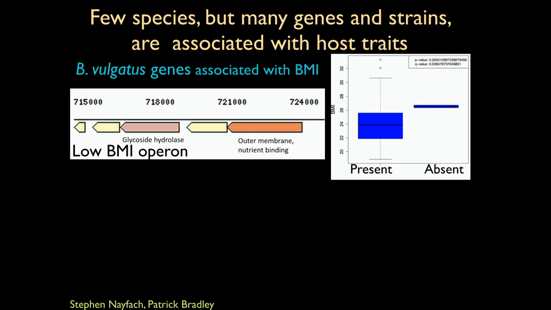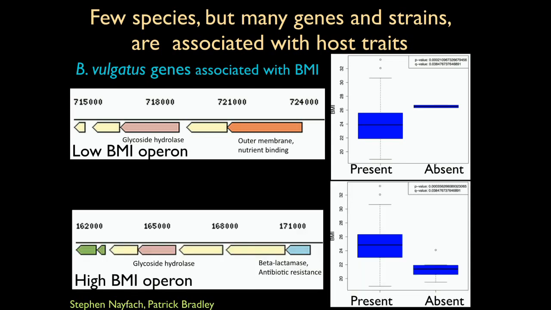This is an operon, a pathway that's encoded by a set of side-by-side genes in the vulgatus genome that is absent in individuals with higher body mass index. So it's associated with obesity. And here's another pathway in the same genome that's actually associated with lower body mass index, so associated with being a lean individual. And so our MetaQuery server allows you to look up any of these genes or pathways and find the differences.